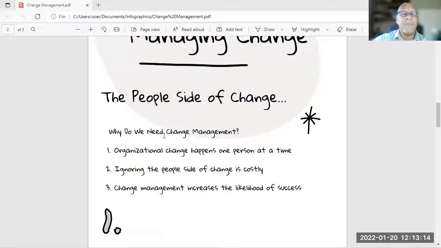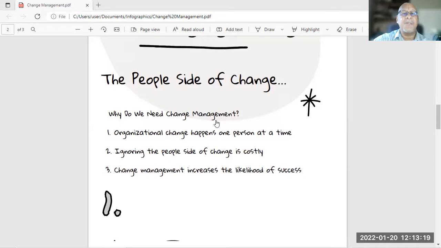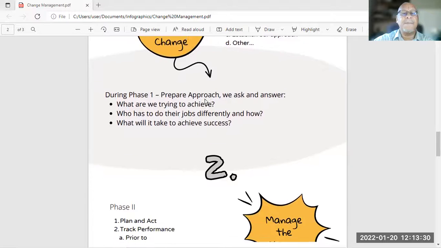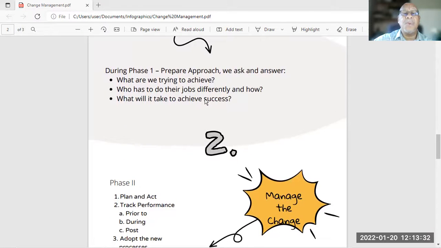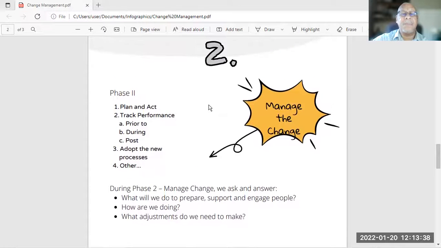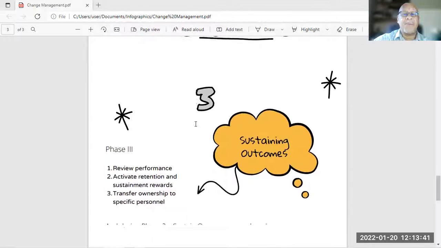I'm going to stop sharing the whiteboard and go back to my change management presentation. The people side of change. And we're looking at preparing for change. In phase 1: define success, recognize the impact, establish our approach. Absolutely. Who are we trying to achieve? Who has to do their jobs differently and how? Excellent. Step 2 and step 3. Very good.